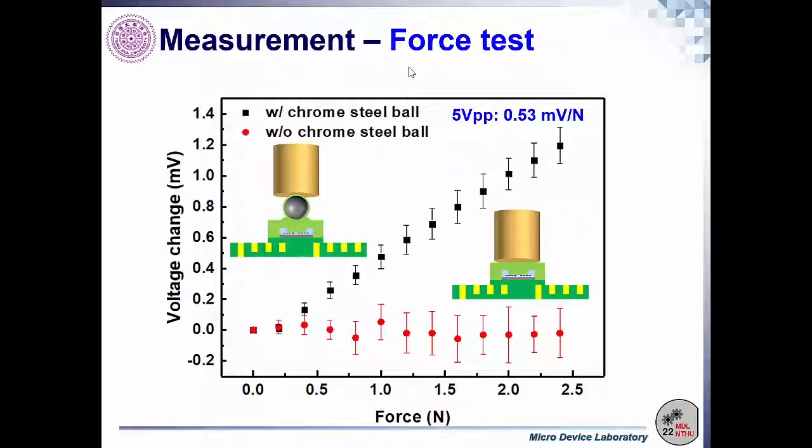Note that there's no damage to the polymer within the loading range and no initial signal shift in each cycle, but more investigation of the polymer is still required in the future. This result also indicates the important conclusion that the chrome steel ball not only acts as a force interface, but also enables the signal change of the tactile sensor.